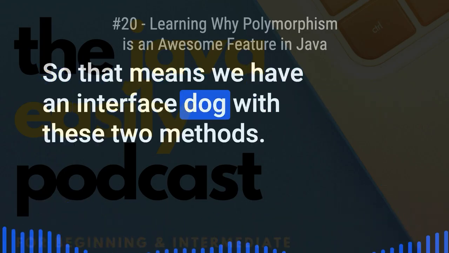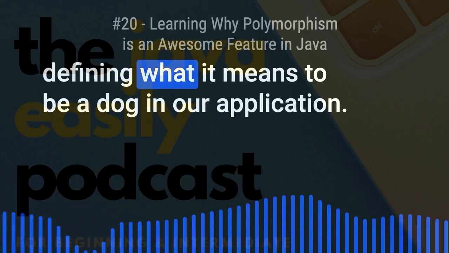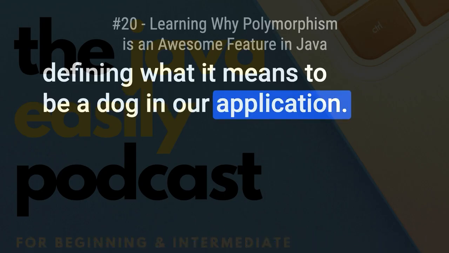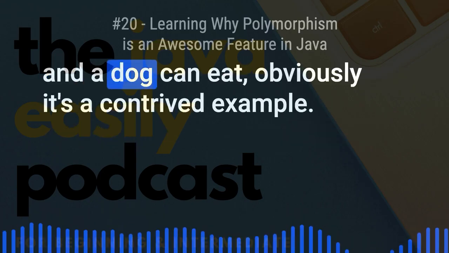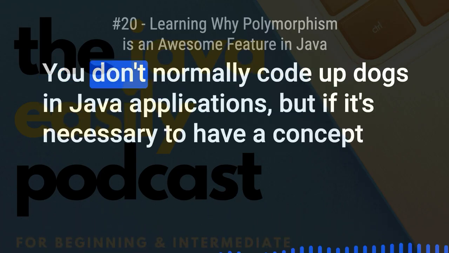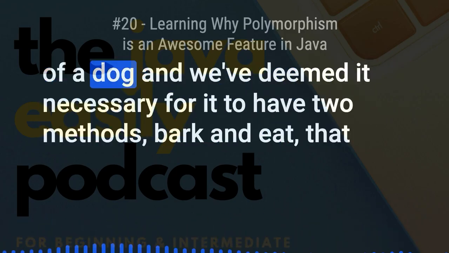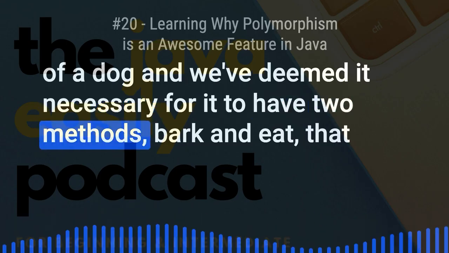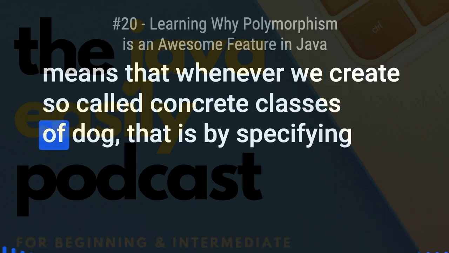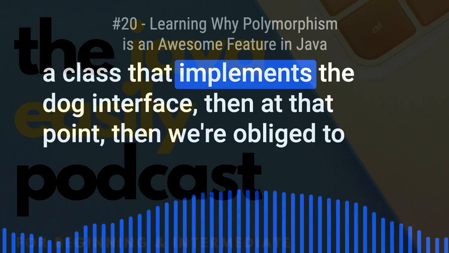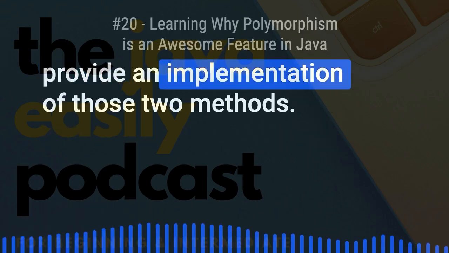So that means we have an interface dog with these two methods. And the point of this interface is really that it's defining what it means to be a dog in our application. So if we've coded the application such that it's important, for example, that a dog can bark and a dog can eat, obviously it's a contrived example. You don't normally code up dogs in Java applications. But if it's necessary to have a concept of a dog, and we've deemed it necessary for it to have two methods, bark and eat, that means that whenever we create so-called concrete classes of dog, that is by specifying a class that implements the dog interface, then at that point we're obliged to provide an implementation of those two methods.